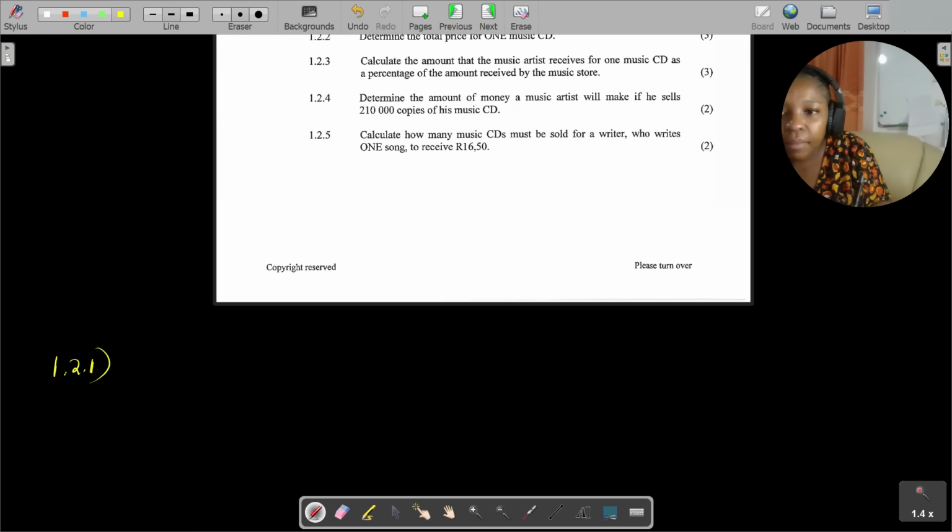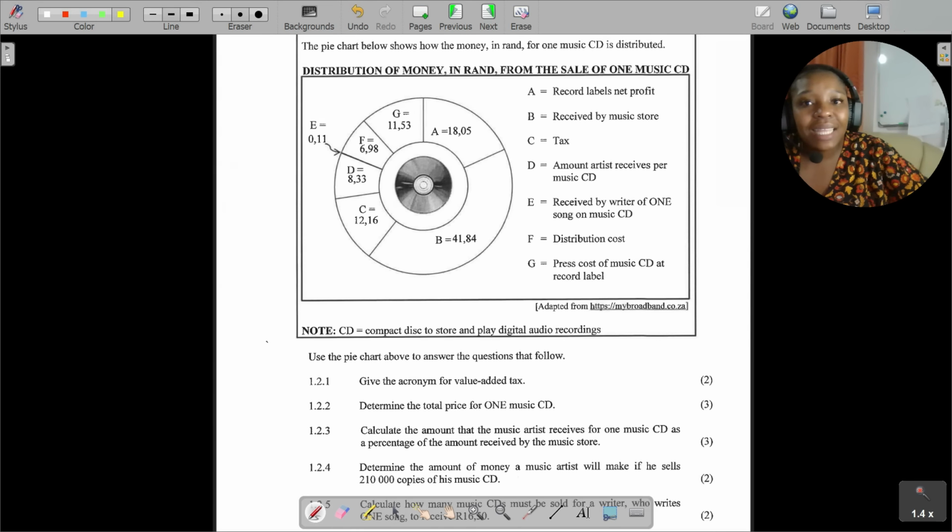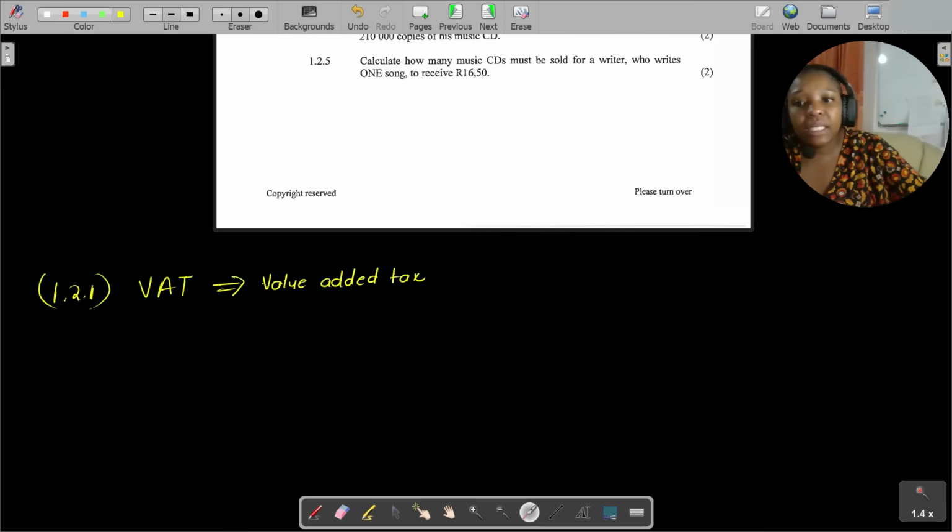So the acronym VAT basically means value added tax. What is then the total price for one music CD? Remember, here they give us how the costs are broken down for one music CD. So if they're asking us for the total price, that means we want to add up all of these costs together to determine the total price.